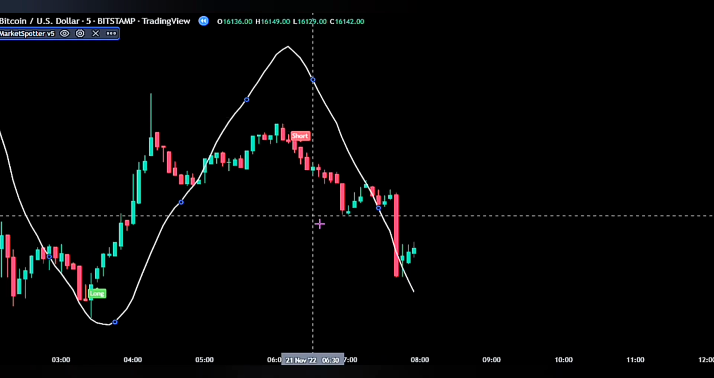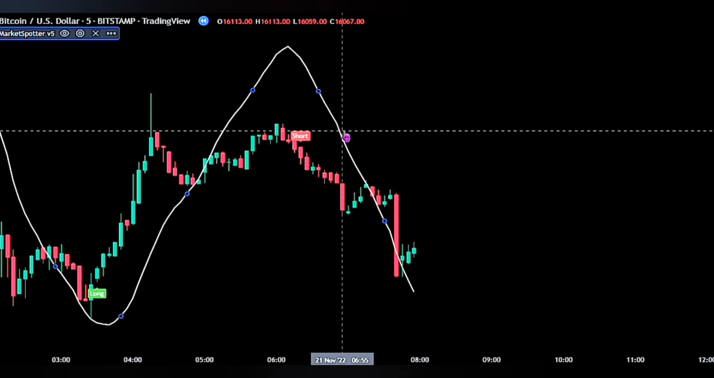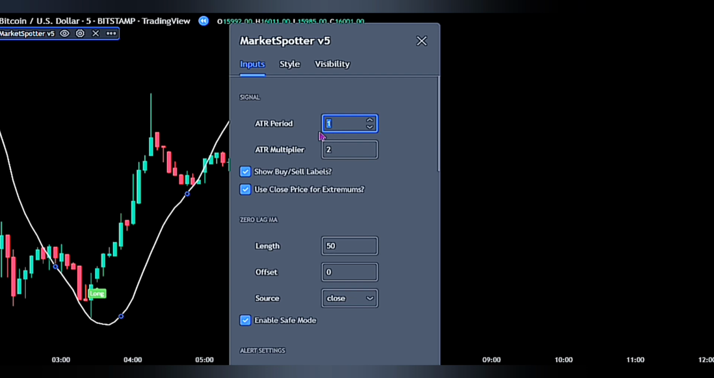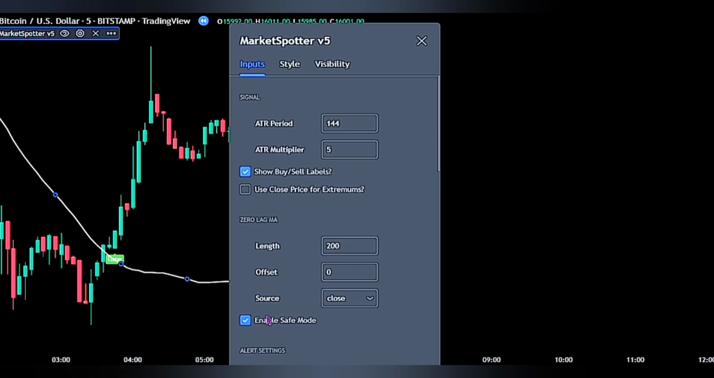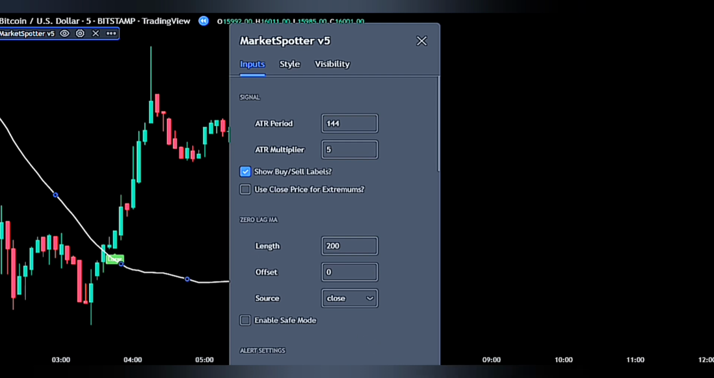Now for this strategy, I will slightly adjust the settings to fit my trading style. So go ahead and bring up the indicator panel. On the inputs, change ATR period to 144 and also change the multiplier to 5. Then I want you to untick this option. Go ahead and change this length to 200. Then lastly, this strategy does not require the safe mode from the indicator, so I want you to untick the safe mode. The way we trade is simple and safe, and also highly profitable. So make sure you watch every part of this video. Click on the OK button when you are done.